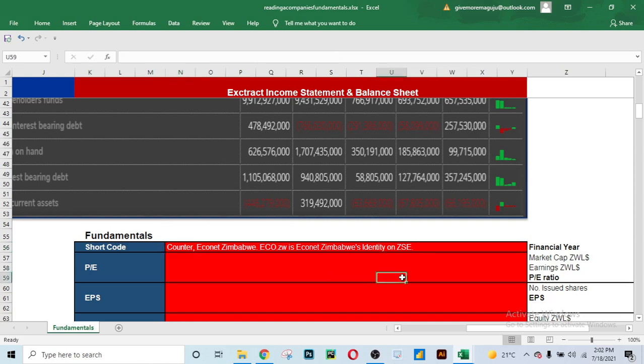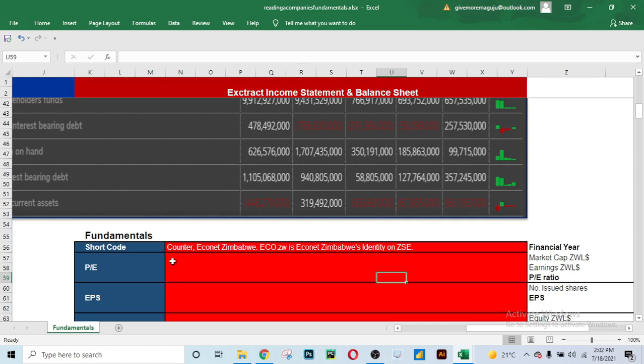So I think this is self-explanatory. I said any company that is listed on the stock exchange is called a counter, but a ticker is a company's identity on that particular stock exchange, right? So now that concludes that part, the shortcut.